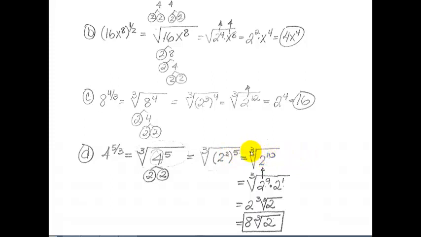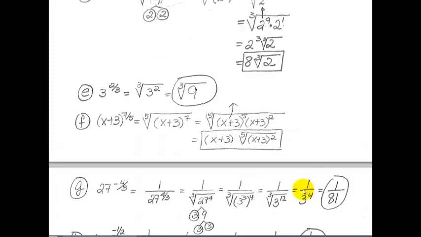10 cannot be divided by 3, so I'm going to rewrite 2 to the 10th as 2 to the 9th times 2 to the 1st. 2 to the 9th can come out because 9 can be divided by 3. The 2 to the 1st cannot come out, so there's no arrow there. So this comes out as 2 to the 3rd because 9 divided by 3 is 3. And these two stay in the house. 2 to the 3rd is 8, and that's my simplest form.